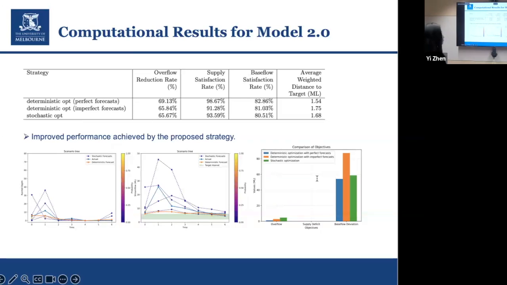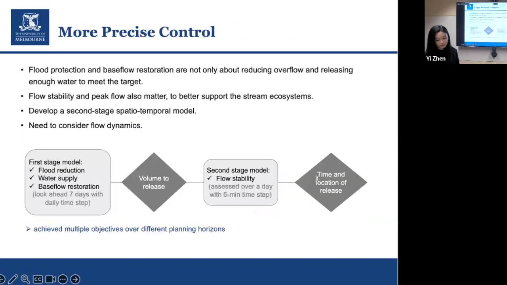And for the example we mentioned before, when a small forecast error led to a large impact on the systems, we can see that our proposed strategy managed to generate the rainfall and streamflow scenarios that better capture the actual realization of the rainfall and streamflow. And so it achieved a much better performance in the baseflow deviation. And its performance is actually quite close to the deterministic optimization with perfect forecast. So that's pretty good and great.